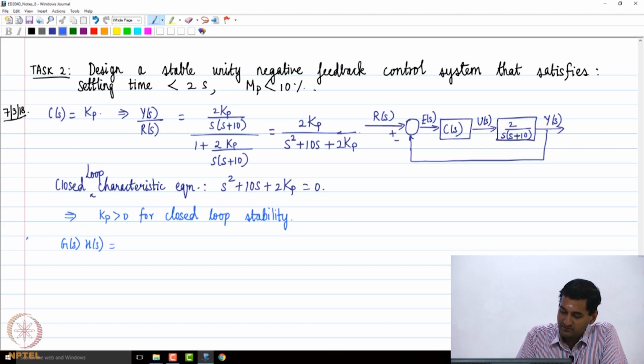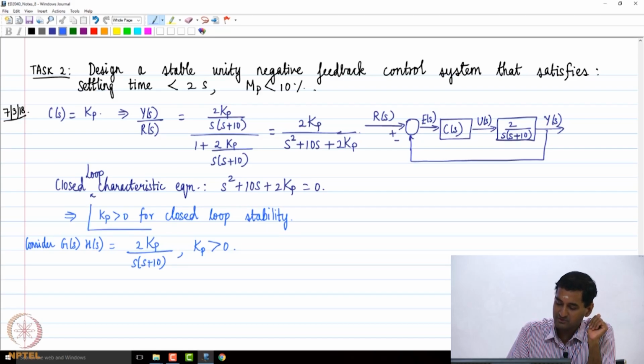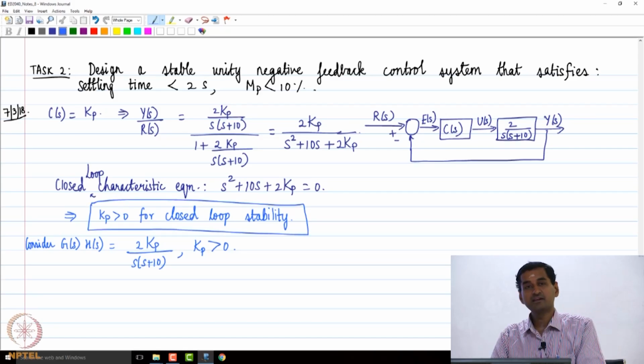We consider the open loop transfer function G of s H of s to be 2 Kp divided by s times s plus 10, with Kp greater than 0. Why is Kp greater than 0? Because that's when we have closed loop stability. So we only consider those cases where Kp is greater than 0.